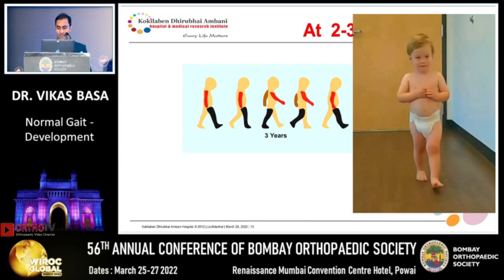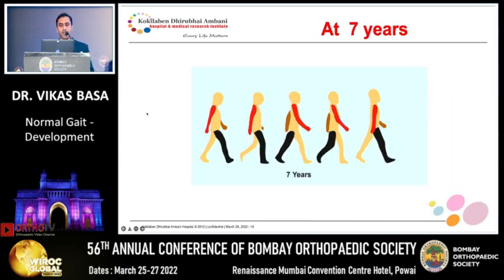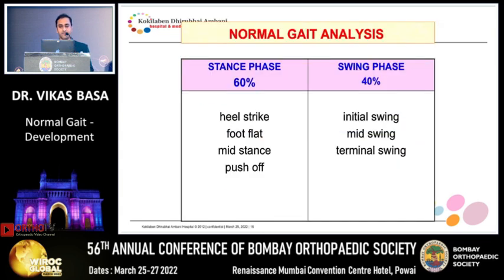I'll skip the video of this 2 to 3 years boy. At 7 years, usually they fix their gait pattern because the center of gravity shifts to the second sacral vertebra. And this is a stable pattern, and they have a consistent gait like in adults.